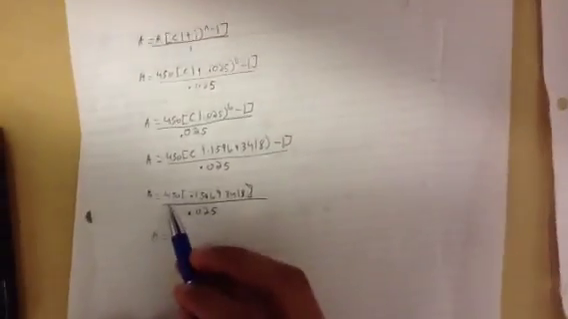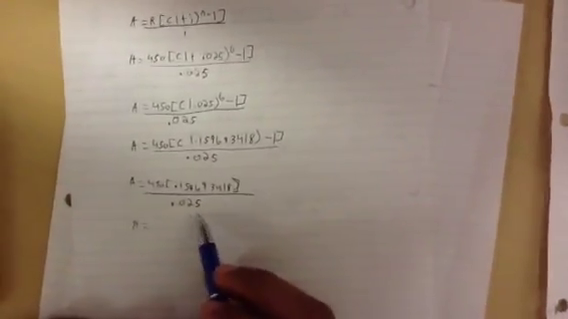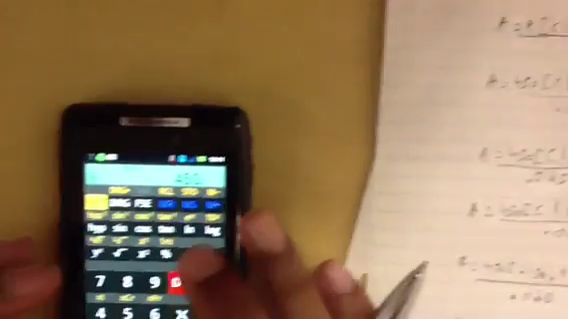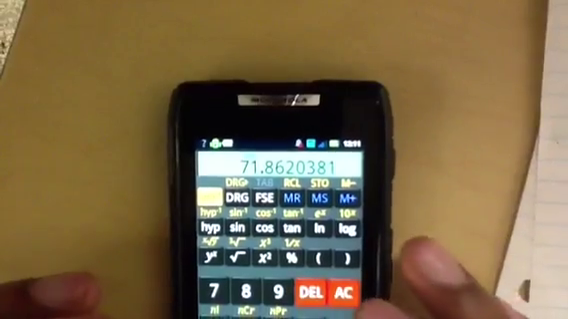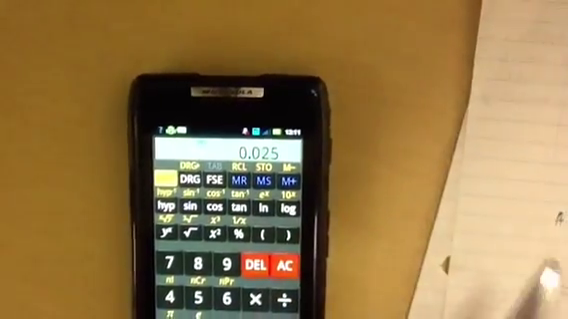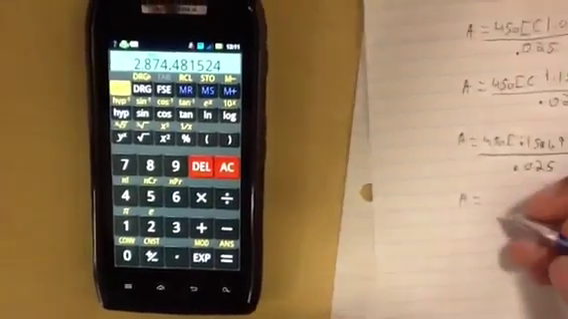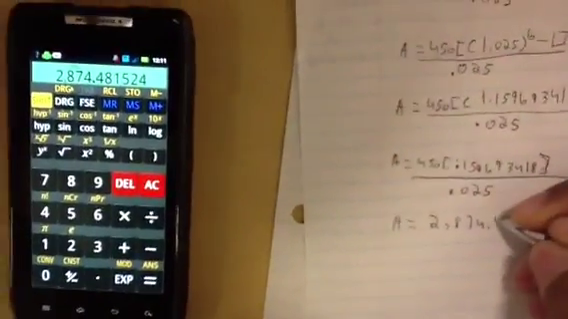Then you multiply 450 with this long decimal number here. Then you divide it by 0.025. Luckily, we can do this all in one step. So then 450 times 0.159693418 equals that, divided by 0.025. Then your answer would be 2,874 and 48 cents. Jeremiah, what does that mean?